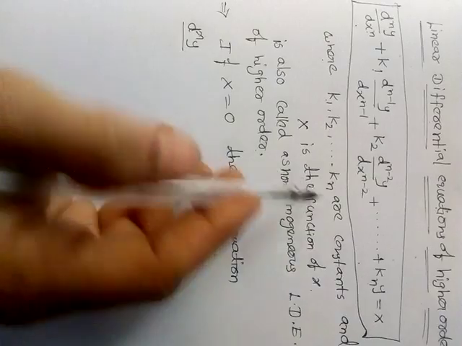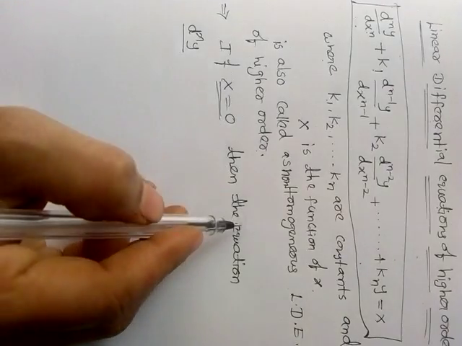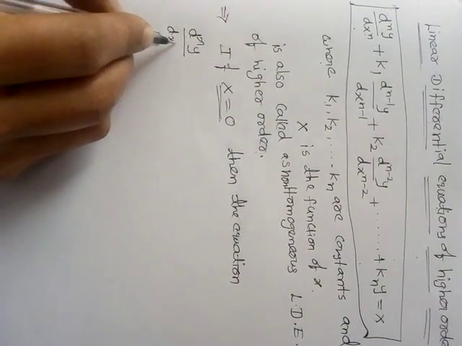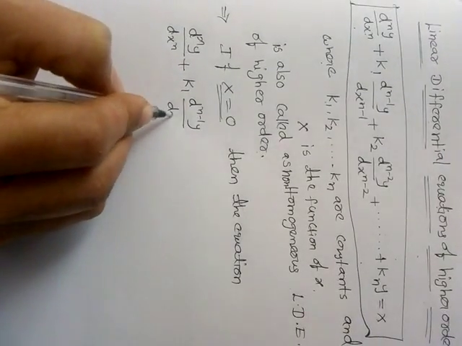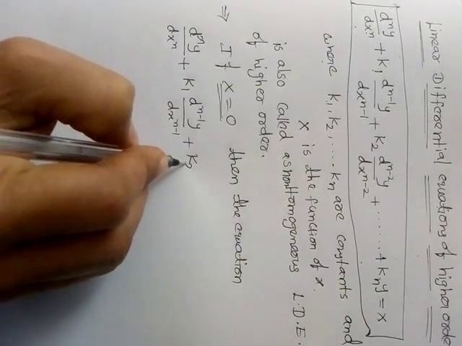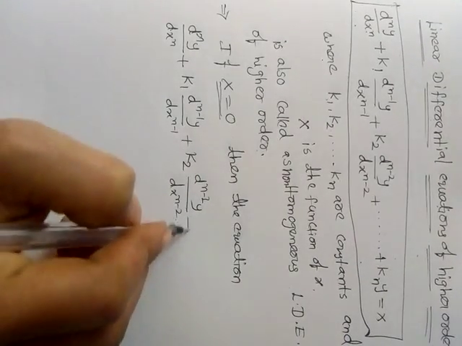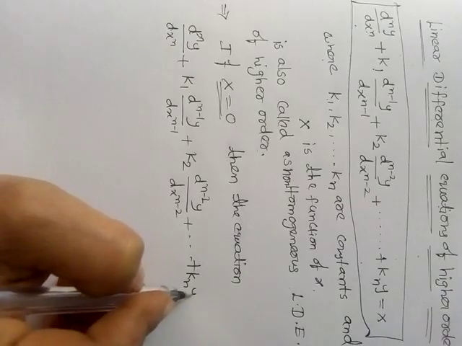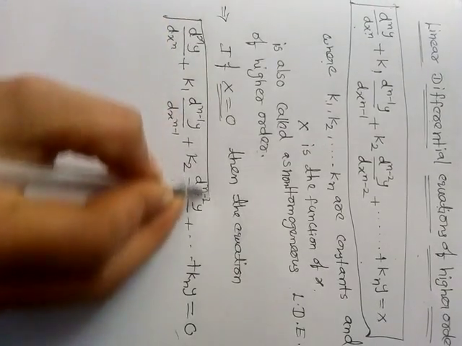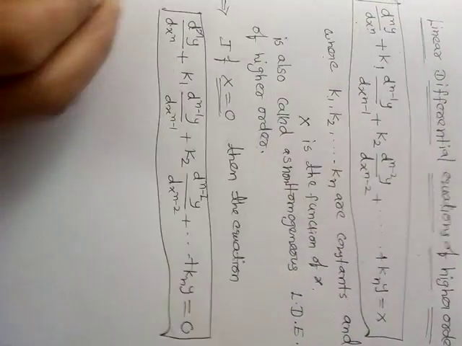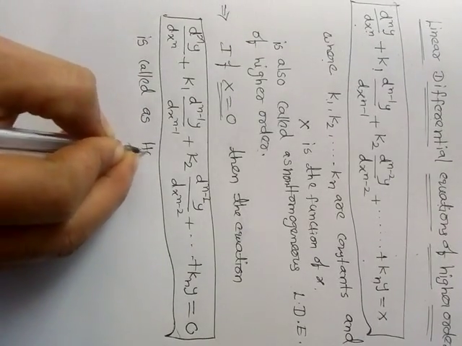If the function X on the RHS is equal to 0, then the equation d^n y/dx^n + k1 d^(n-1) y/dx^(n-1) + k2 d^(n-2) y/dx^(n-2) + ... + kn y = 0, with the RHS equal to 0, is said to be a homogeneous linear differential equation.